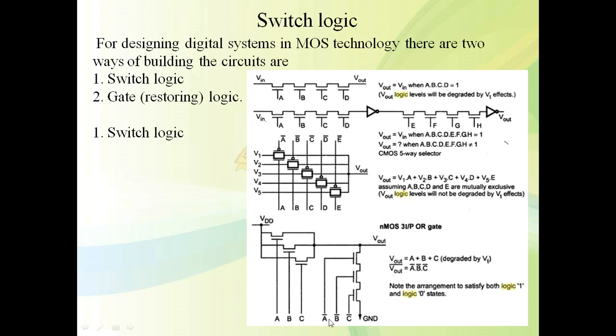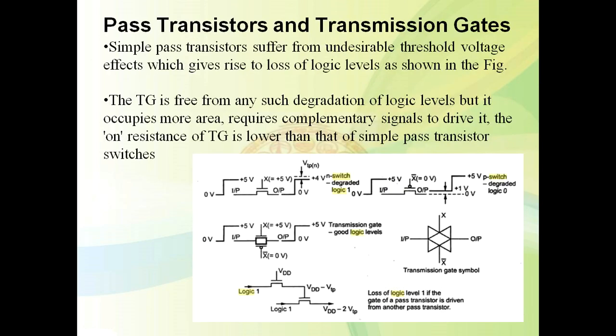Or here for this ground, V out bar is equal to A bar, B bar, C bar. After complementing, you know that according to De Morgan's theorem, it is also an OR gate. Therefore, but there is a possibility of degrading the output level. Now we'll see what the possibility is here. So a simple pass transistor suffers from undesirable threshold voltage effect, which gives rise to loss of voltage level, which gives rise to loss of logic level.